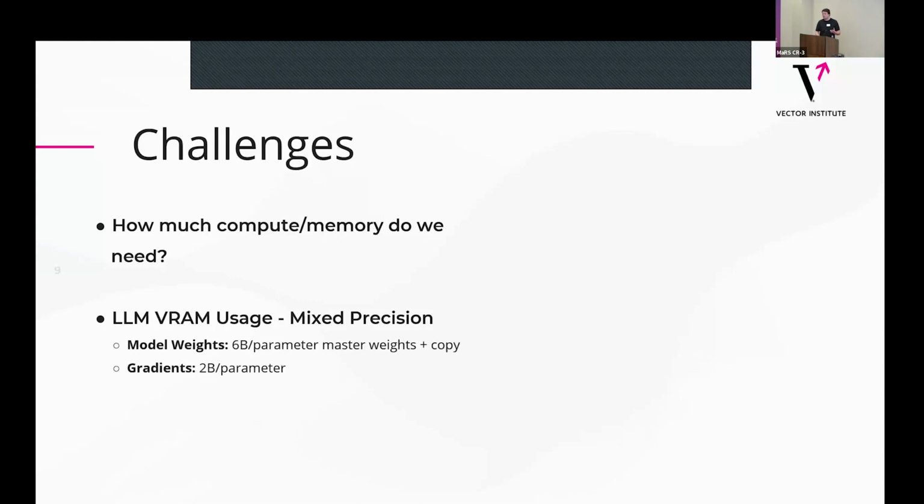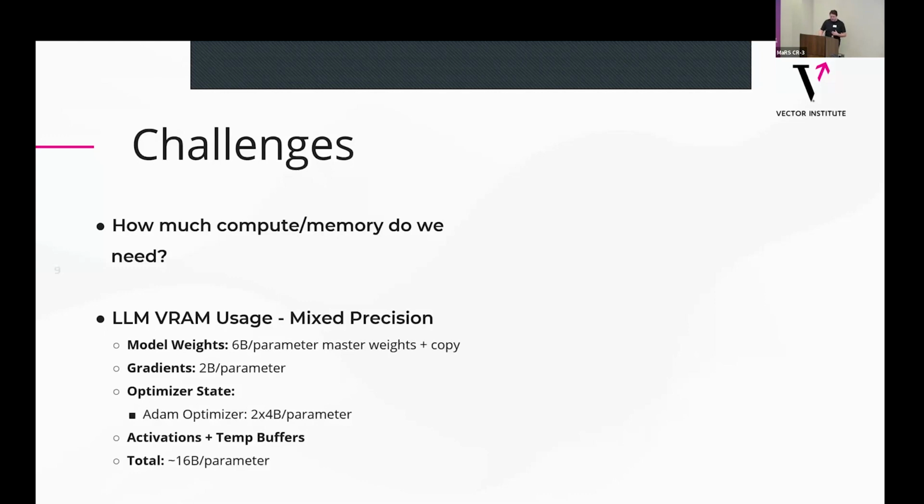In terms of gradients, 2 bytes per parameter. Optimizer state, assuming we're using Adam, you're looking at another 8 bytes per parameter. You've got activations and buffers on top of that, bringing it to, to make a reasonable assumption, about 16 bytes per parameter. So what does this look like in practice for that 7 billion parameter model? We're now over 100 gigabytes of GPU memory.